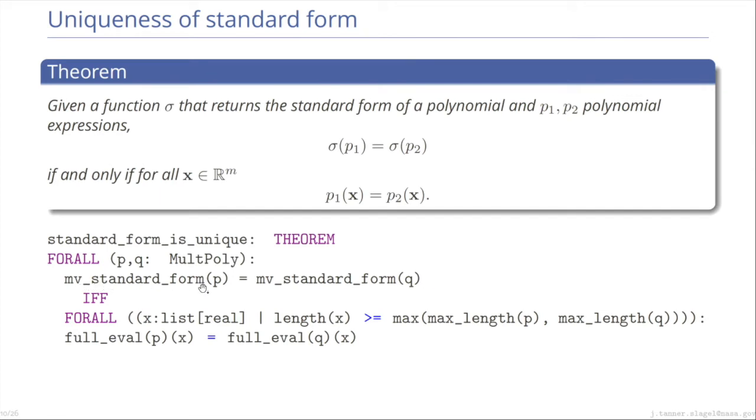So you see the MV standard form function. This is what takes a multivariate polynomial P and creates a polynomial in standard form. And then full eval is the evaluation function in PVS.